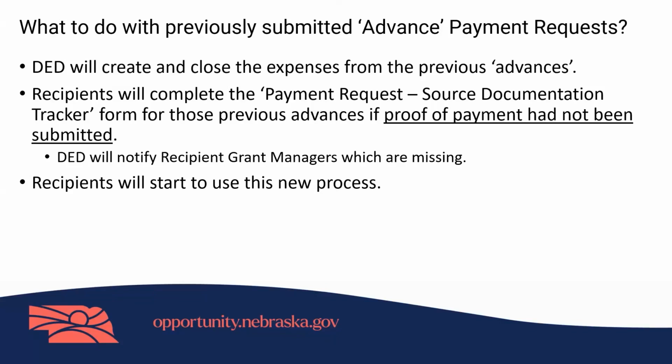If you have a payment request from today on, go ahead and use the new process. So if you don't have proof of payment because you hadn't paid a vendor, go ahead and enter those expenses like we've shown you today, and start that new process. Don't do the old process, just start the new process.